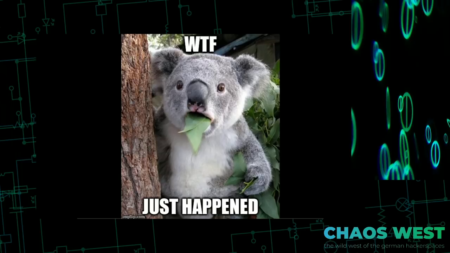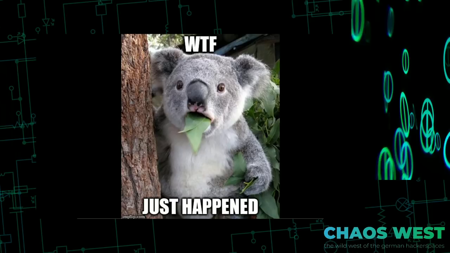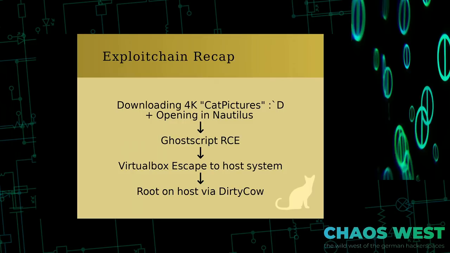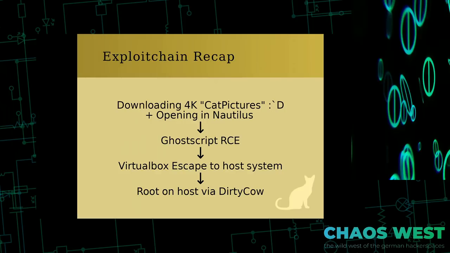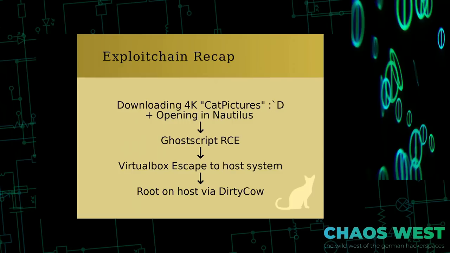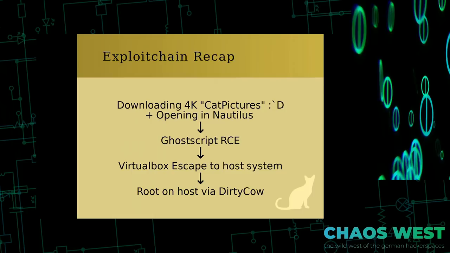What the fuck did just happen? Well, I've implemented the exploit chain, and I just powered off my laptop on the root shell of my host system. And so the exploit chain was, I downloaded this 4K cat picture. I opened it in Nautilus. I triggered the remote code execution of GhostScript. And then I used a VirtualBox escape exploit to escape to the host system. And then as the third exploit, I just used Dirty COW to get a root shell on the host system. So that was the whole exploit chain. And it's now powered off the laptop.